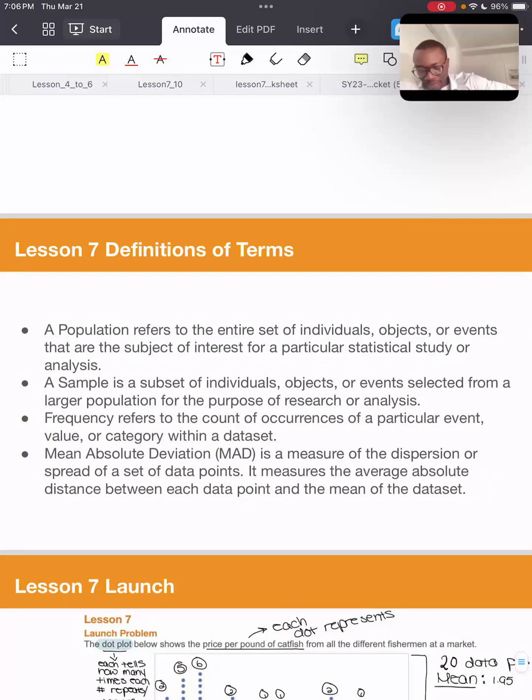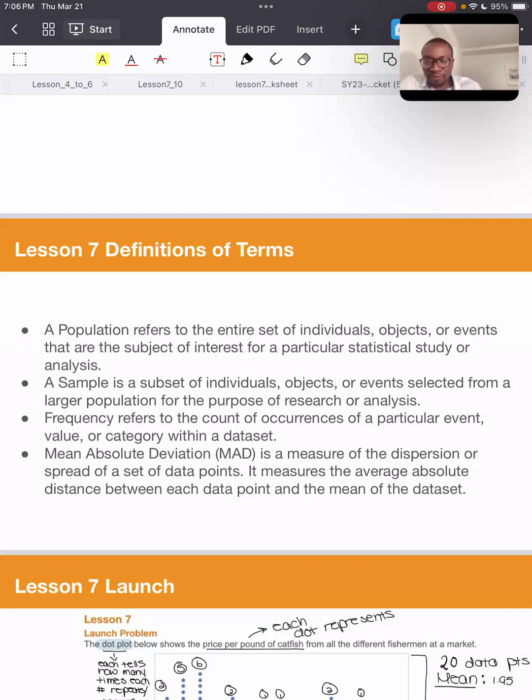We have population. A population refers to the entire set of individuals, objects or events that are the subject of interest for a particular statistical study or analysis. For example, if I wanted to know about the age characteristics of your entire class of 25 or 27 people, that is an entire population.